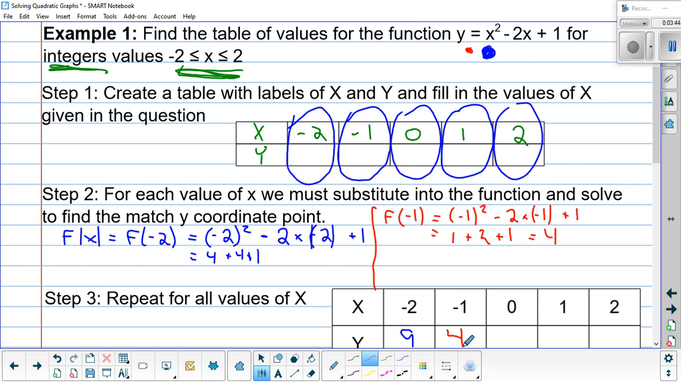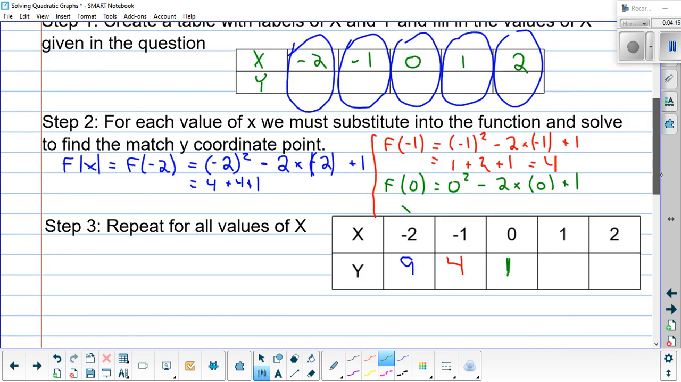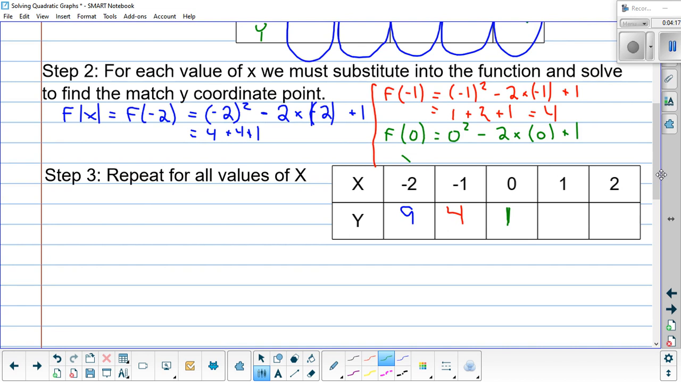Next, I have f at 0, so our function at 0. That means I have 0 squared minus 2 times by 0, and then plus 1. Well, we can really easily see that 0 squared is 0. Negative 2 times by 0 is 0, and so we're just left with 1. Okay, I'm going to scroll down a little bit so I have a little bit more room, and let's look at where it's 1.